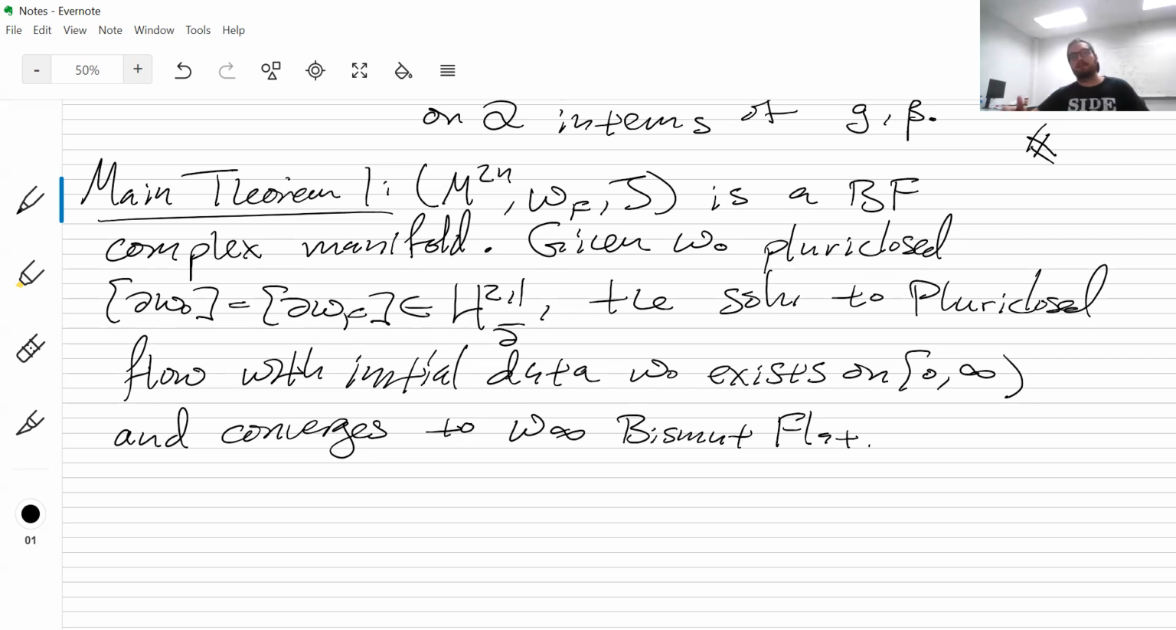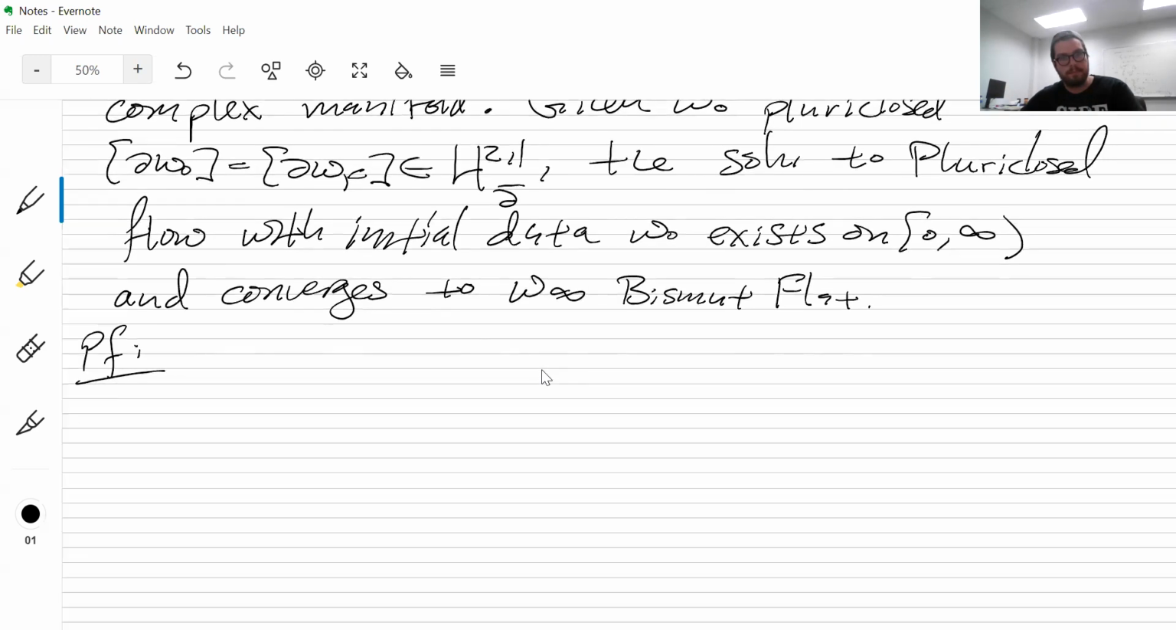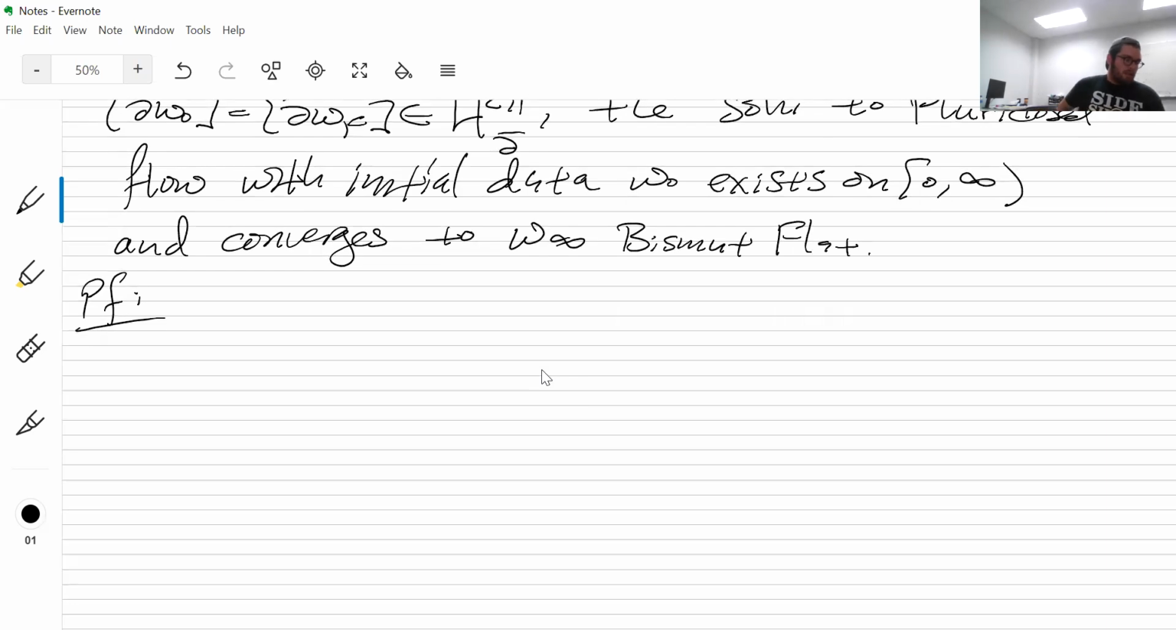We haven't been able to show yet that it's necessary for omega infinity to be omega f. I think we can show that in some limited cases like the Hopf manifold. So when you have some explicit descriptions for the size of H21, then you can limit your options. But in general, we just know convergence to another Bismuth flat manifold.